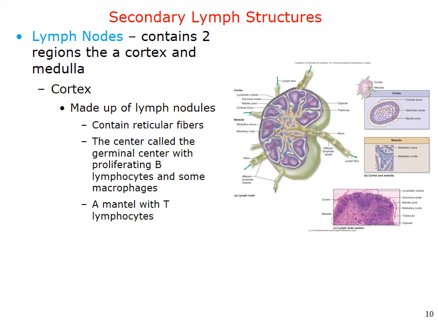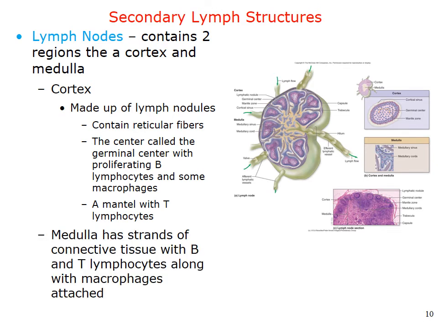We then see a mantle, and by a mantle we mean a coating of T lymphocytes. So we can see now that these lymph nodules are made up of both B, T cells, and macrophages. All of those cells, as we're going to talk about, are important in the immune response.